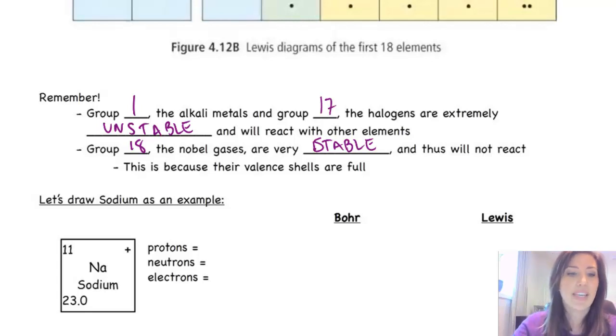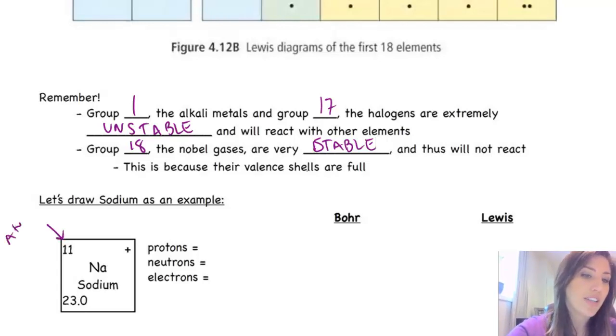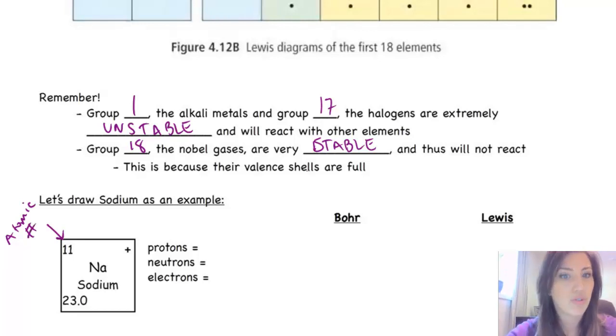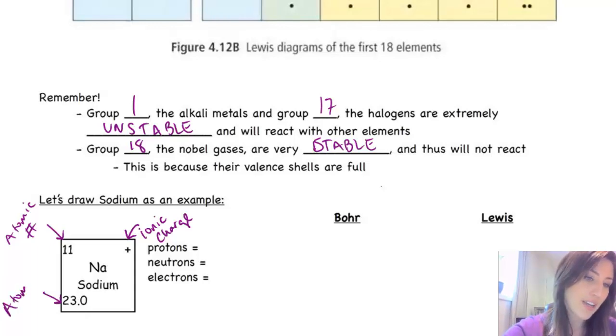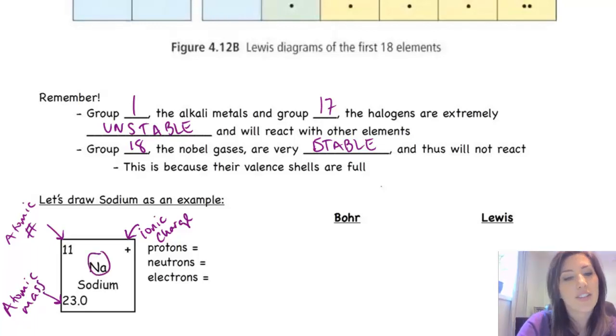Sodium, we see, has 11 protons. So this is our atomic number. Hopefully you have this memorized. If you don't, you should memorize this. This plus, sometimes a minus, sometimes it has a number in front of those pluses and minuses. This is the ionic charge. And the number here at the bottom is the atomic mass. And then we have our symbol in the middle and the name of our element.